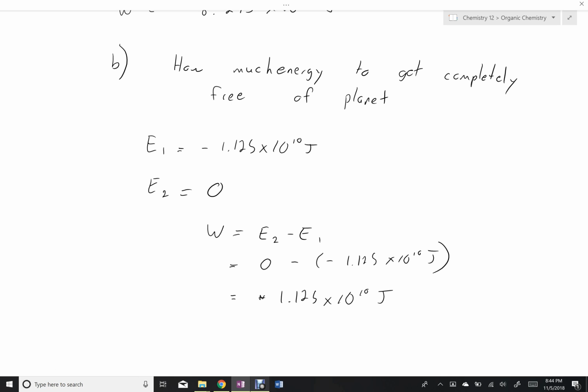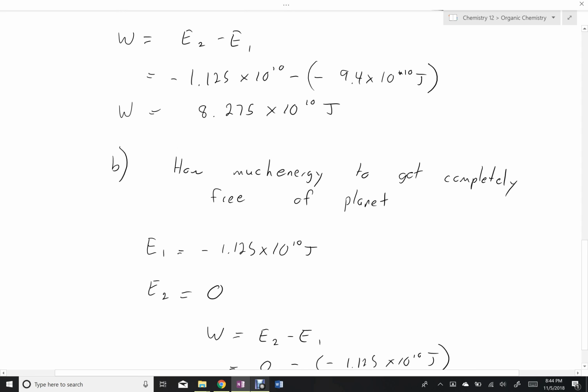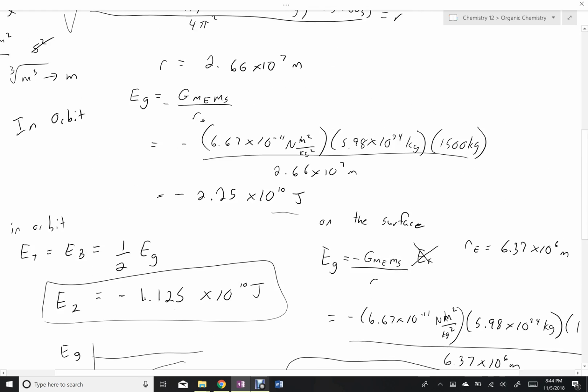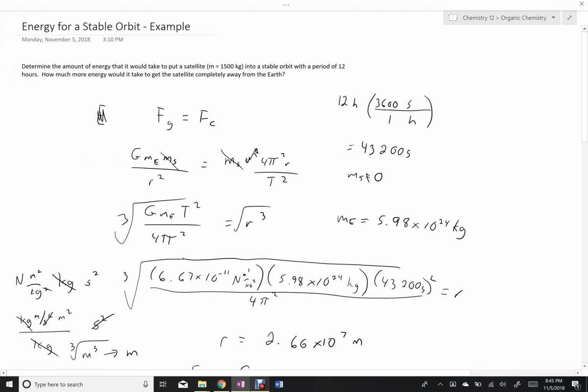So that is how much energy it takes to get away from the planet, how much energy it takes to go into orbit, all for a 1,500 kilogram satellite at a 12-hour period. I don't know, I just sort of chose those arbitrarily. So those are the energies, a specific example for a stable orbit.